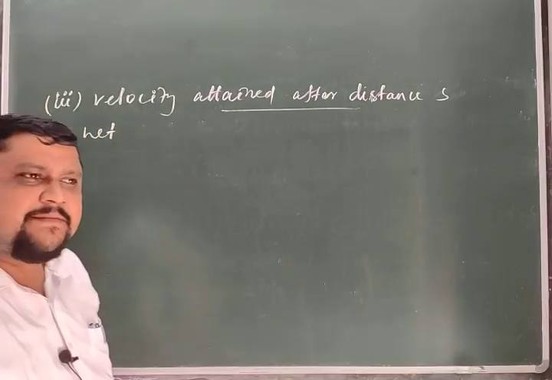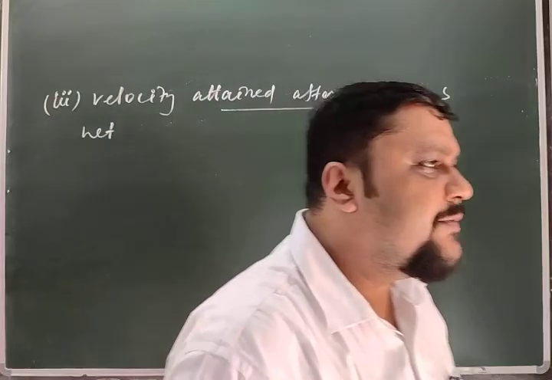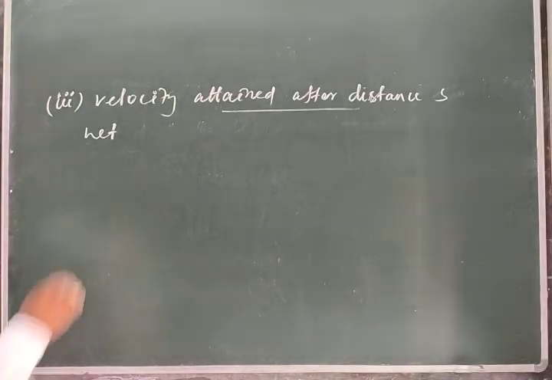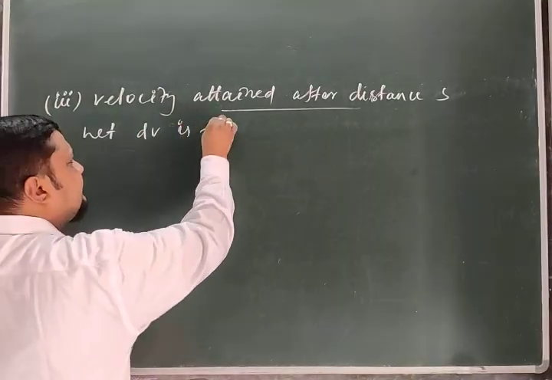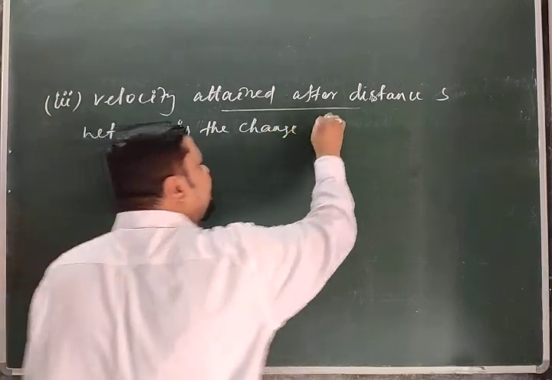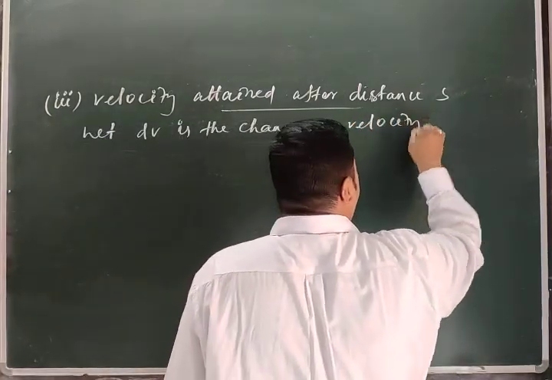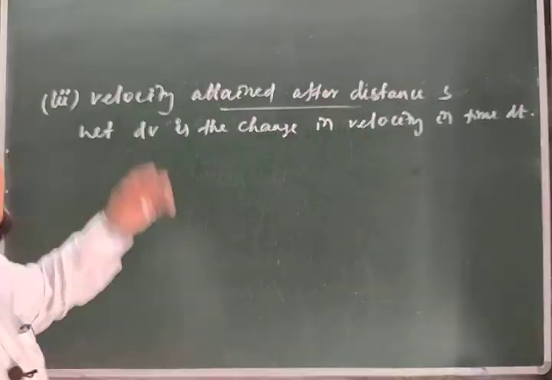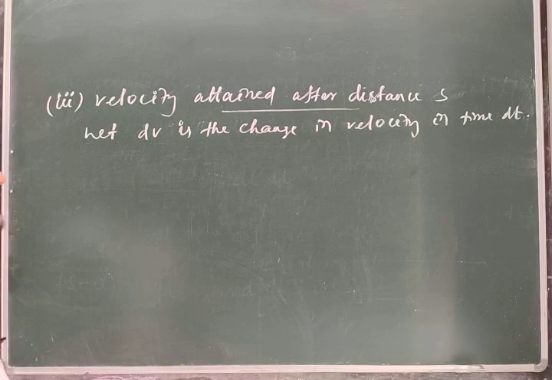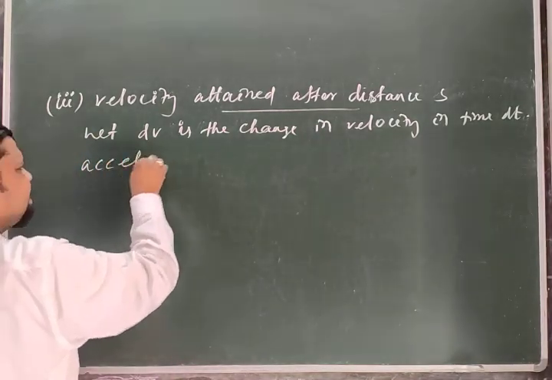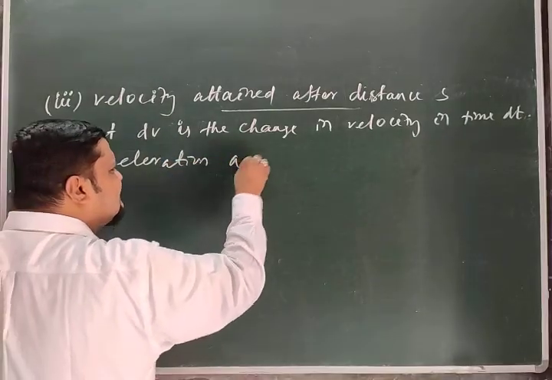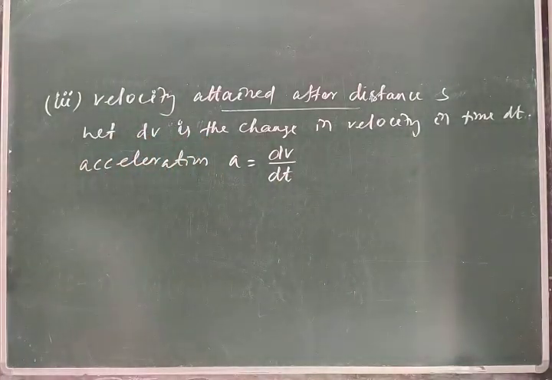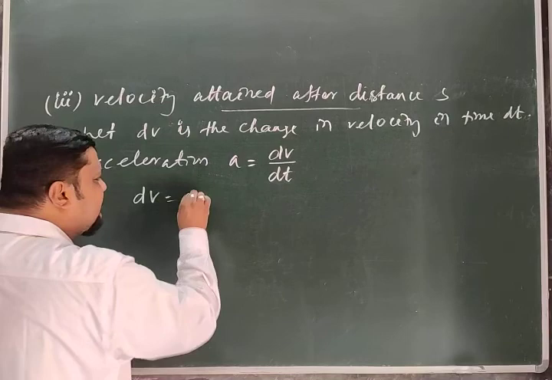Initially the concept is the same, but let the body move with a uniform acceleration a along a straight line. Let dv be the change in velocity of the body in time dt. Then the acceleration a is equal to dv by dt. Then from here, dv is equal to a dt.